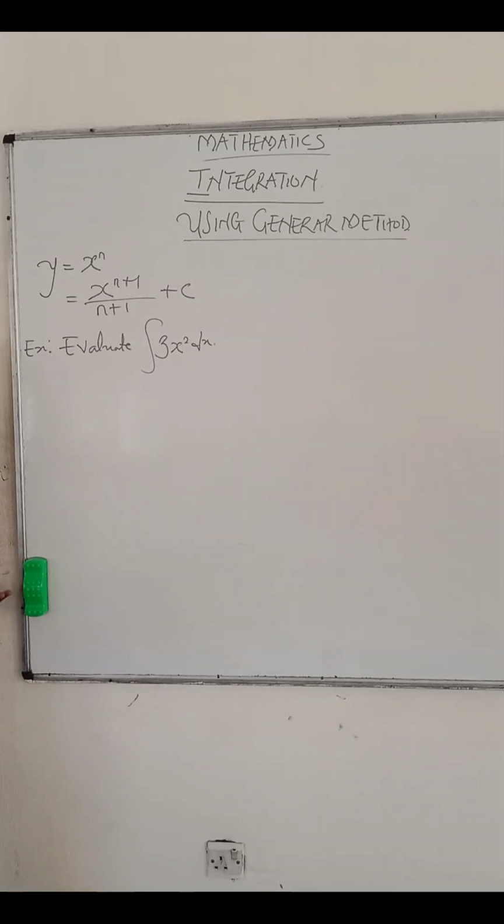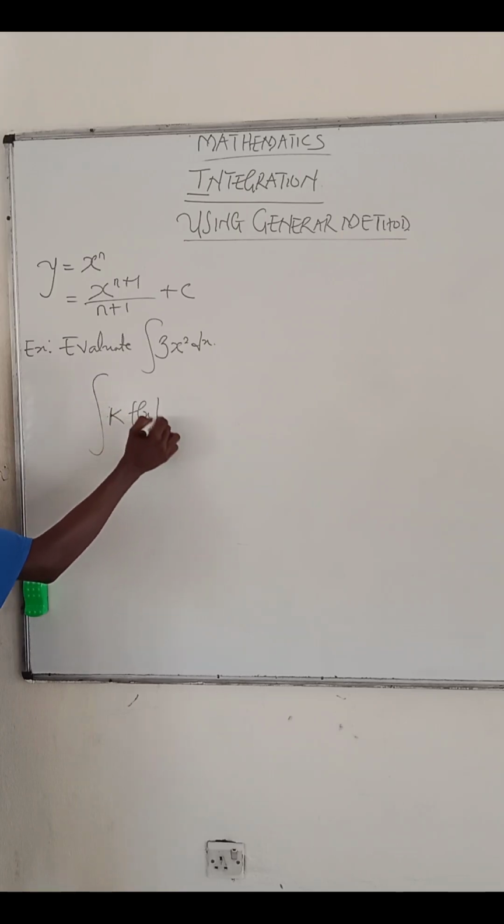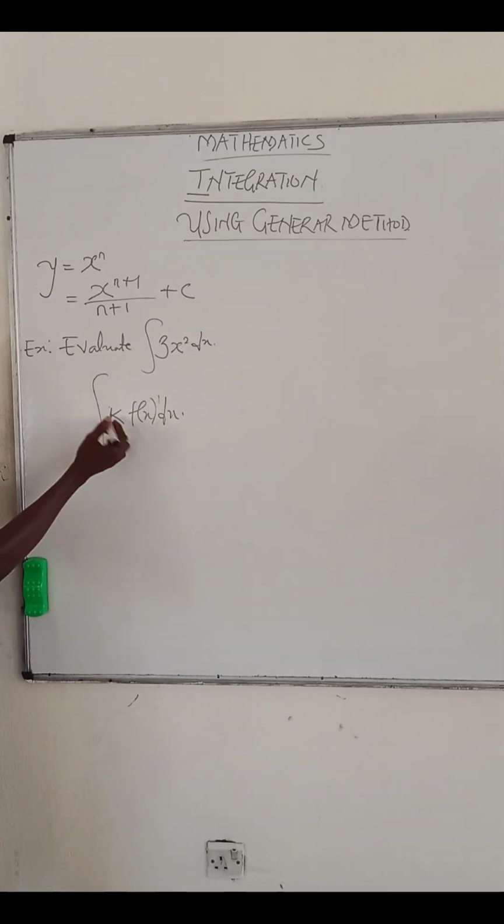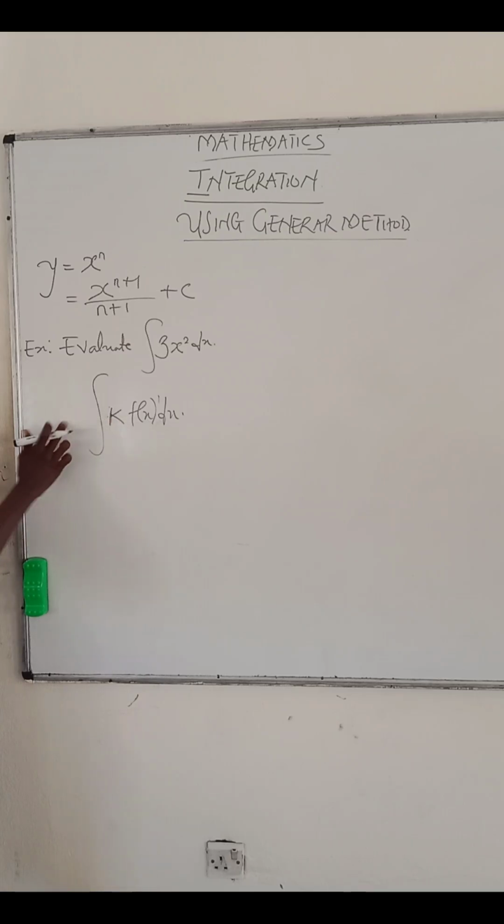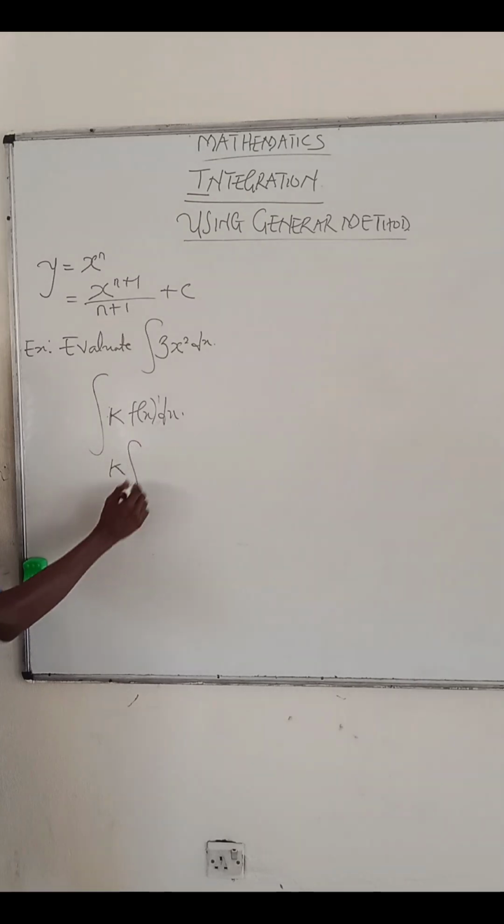Now, how are you going to solve this question? Please take note, whenever you have something like this, integral of k times f of x dx, k is a constant. Please, I want you to know that. K is a constant. So the k that is a constant is going to be brought out of the integral form, which is going to be k integral of what?